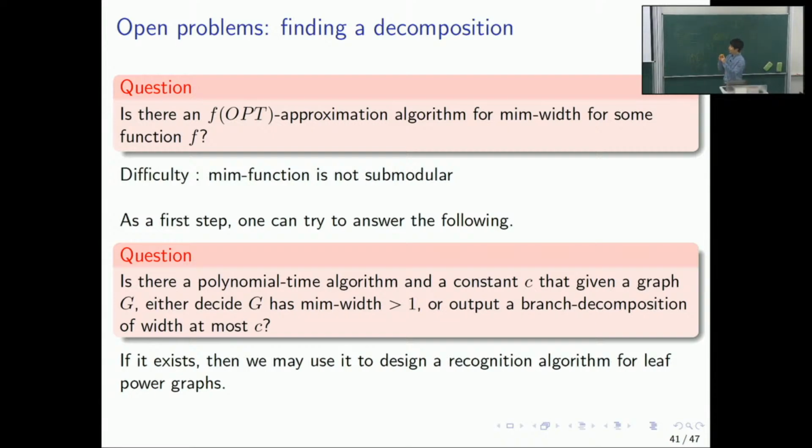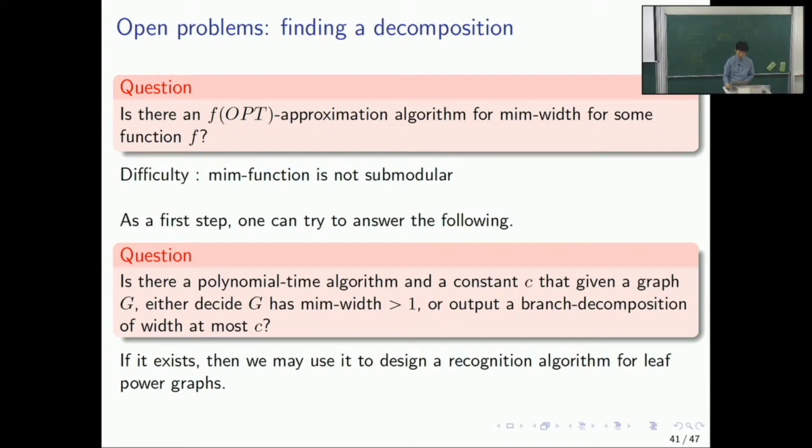Mim-width 1 just says that it's a chain graph, right? So we have to explore something about the chain graphs, but it's quite technical to me. Maybe you can think about this and figure out something. And then we want to remark that leaf power graphs have Mim-width 1, and it's a long-standing open problem to find a recognition algorithm for leaf power graphs. So if you can solve this question in the proper way, then if the graph has Mim-width more than 1, you can say that it's not a leaf power graph. Otherwise you find the branch decomposition, and then you can use some dynamic programming to recognize leaf power graphs. It's a possible direction, but we do not have an answer to the question.